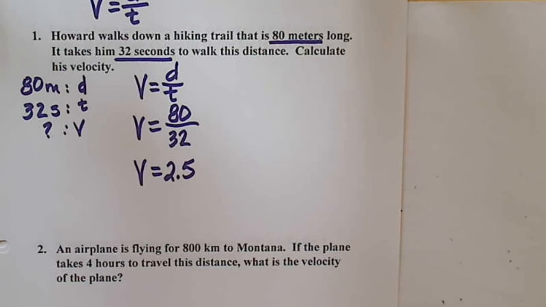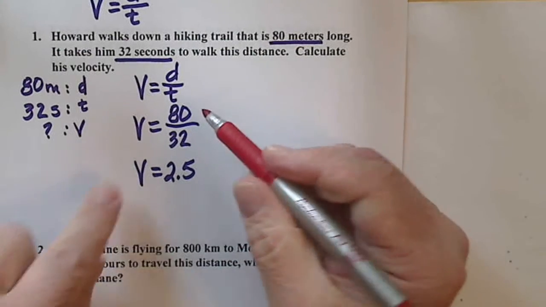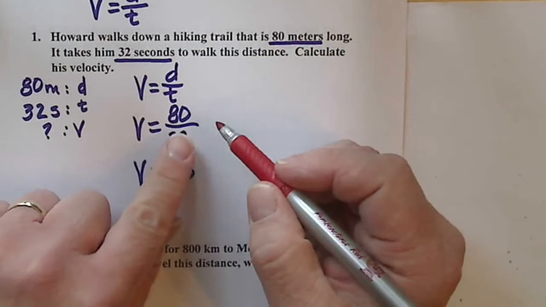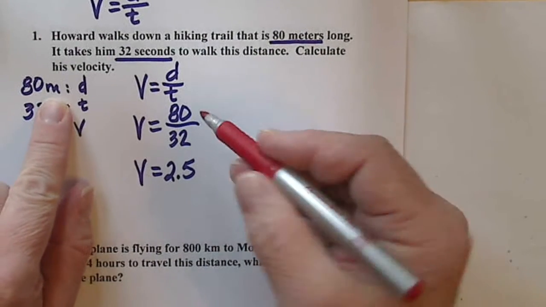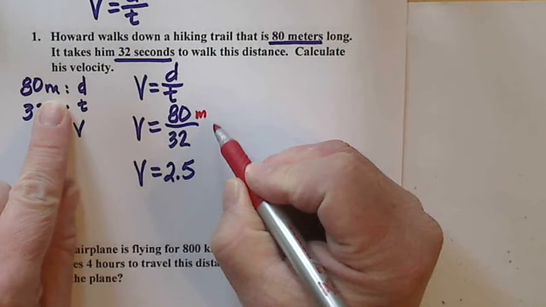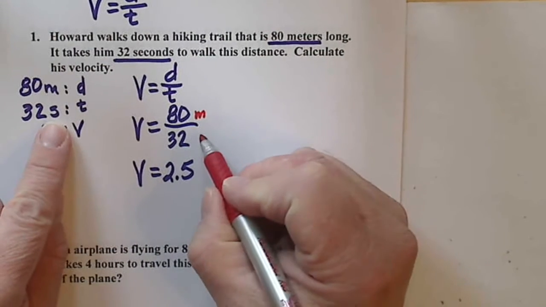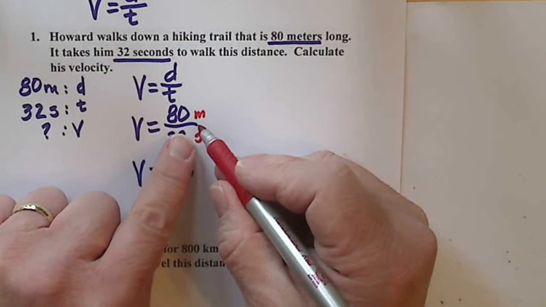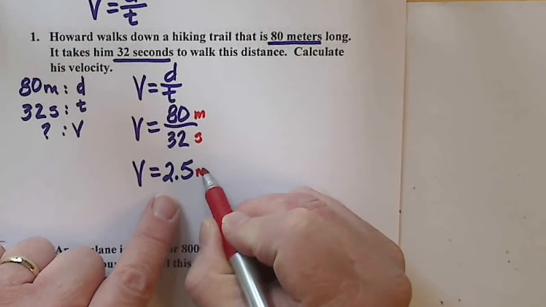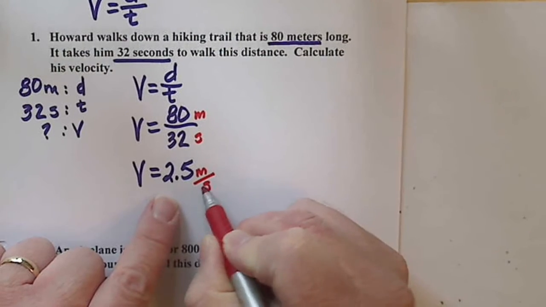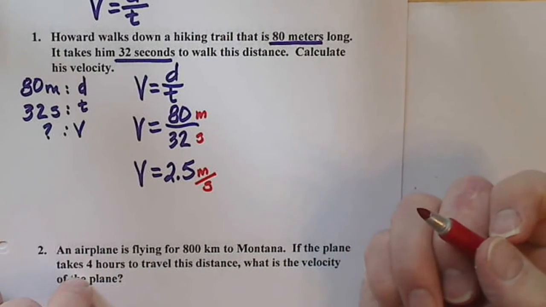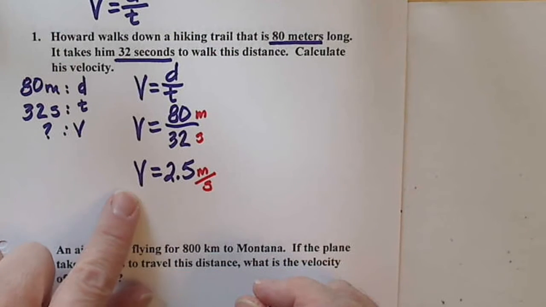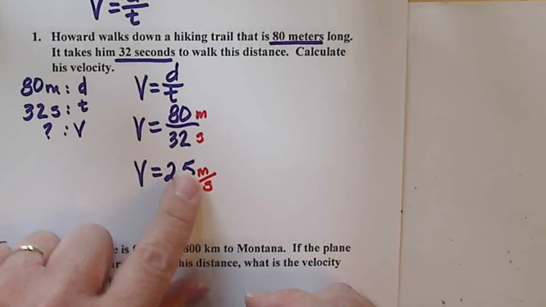Well, to figure out those units, I go back and put the units back into the problem. The 80 over here used to have an m next to it. That's meters. And the 32 used to have seconds, so there's seconds down there. So the answer is going to be meters divided by seconds, or meters per second. That's going to be the units for our velocity. It's just like miles per hour.